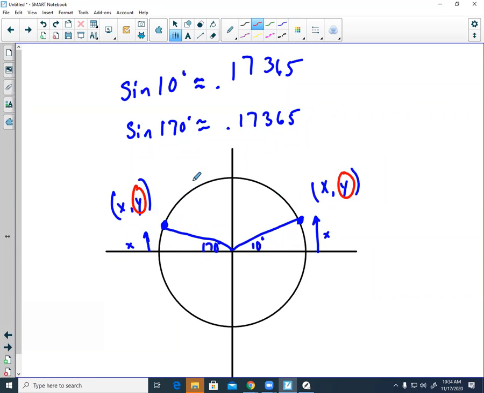So what you have to know is if I give you a sine value and ask you to solve for that sine value, you're going to have to know what sine value I'm looking for. For instance, I could ask you the sine of 170, and the sine of 170 is 0.17365.